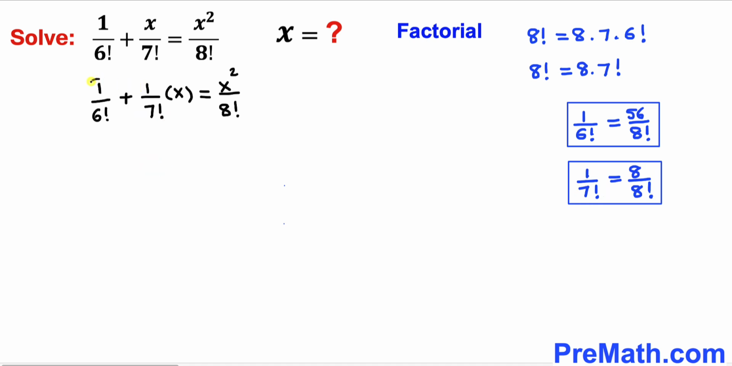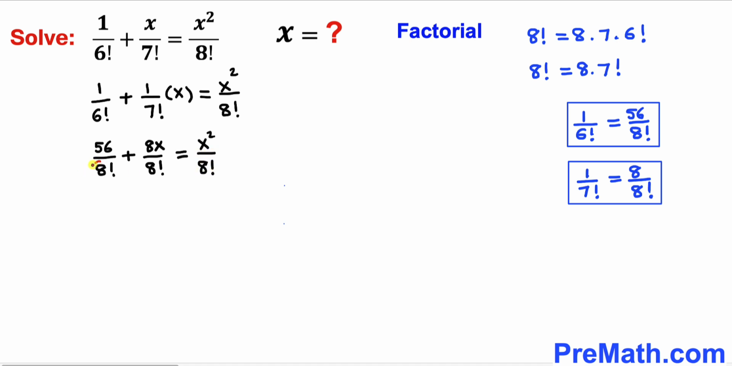So therefore I'm going to replace that one with 56 divided by 8 factorial, plus I'm going to replace this 1 divided by 7 factorial with 8 divided by 8 factorial, and then we got x, so I'm going to put x next to this one, equals to, on the right hand side we got x square divided by 8 factorial.